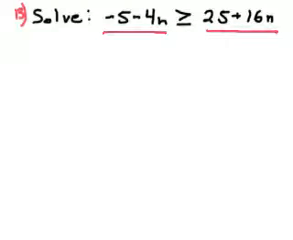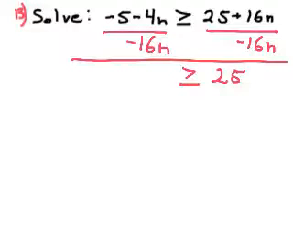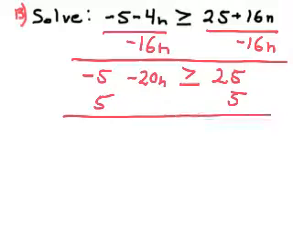Okay, so I'm going to add a negative 16n, going against my usual procedure. I add that to both sides, and that will give me just 25 on this side. Copy down the inequality because nothing happened, and I'm adding a negative 16n to a negative 4n. That gives me a negative 20n, and then I have a negative 5. Now I want to get all my numbers on the same side, so I'm going to add 5 to both sides, and that gives me a negative 20n is greater than or equal to 30.